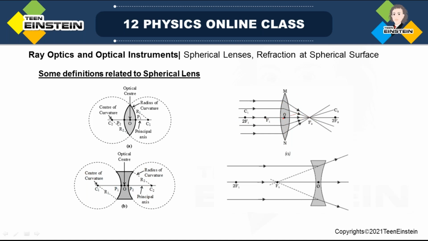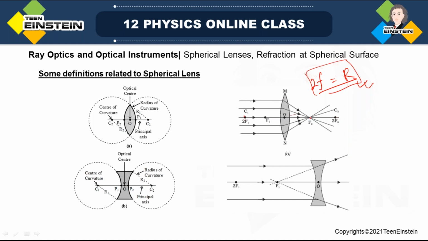Look here, the center of curvature. This formula, 2F is equal to R, the radius of curvature, is valid for spherical lenses or spherical surfaces as well. This we learned in the case of mirrors, but it is valid here also. So you can see these are the centers of curvature, and since it is a transparent medium, you can use the lens from both sides.